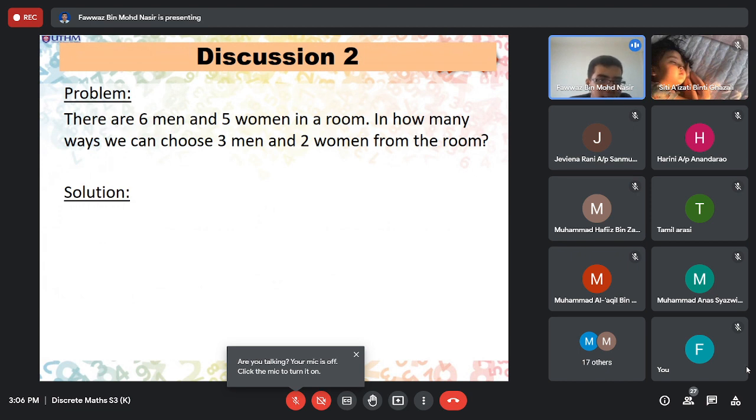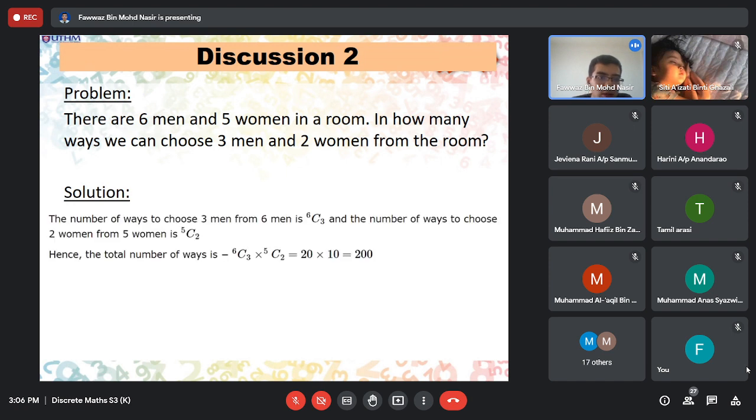There are 6 men and 6 women in a room. And how many ways we can choose 3 men and 2 women from the room? Okay, so in this case sama juga, kita pecahkan dia into 2 separate parts. Kita calculate dulu how many ways kita boleh choose men. Okay, kita boleh choose 3 men from 6 men, and kita calculate how many ways to choose 2 women from 5 women. So you get the number of ways to choose 3 men, okay, is 6C3.